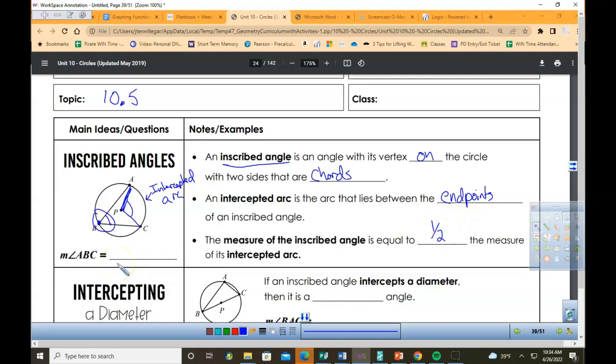So like on this picture, this measure right here, ABC, is equal to 1/2 the measure of the arc AC. Okay? Alright, any big questions, comments, or concerns? Alright, then I'll keep going.